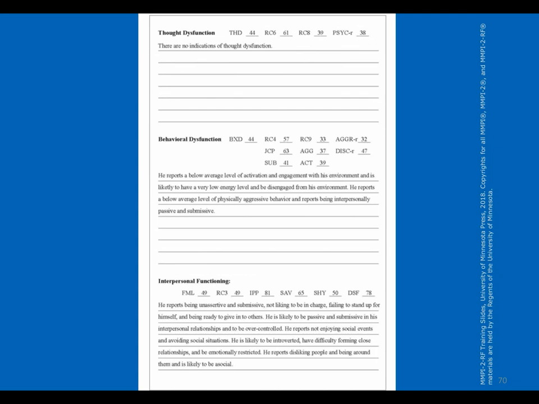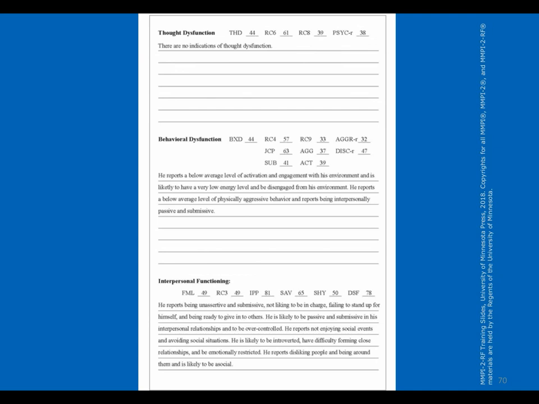In the next section, we have the interpersonal functioning domain, and we see here that there are elevations on interpersonal passivity, social avoidance, as well as disaffiliativeness. So we're going to provide interpretations for these three scales, beginning with interpersonal passivity. He reports being unassertive and submissive, not liking to be in charge, failing to stand up for himself, and being ready to give in to others. He is likely to be passive and submissive in his interpersonal relationships and to be over-controlled.